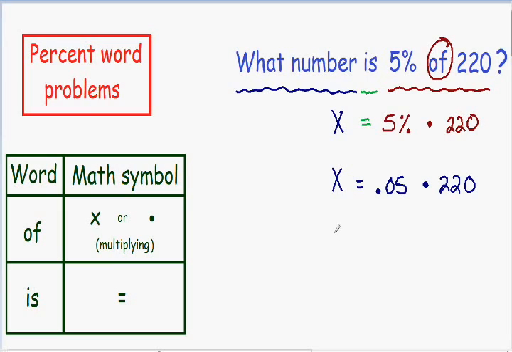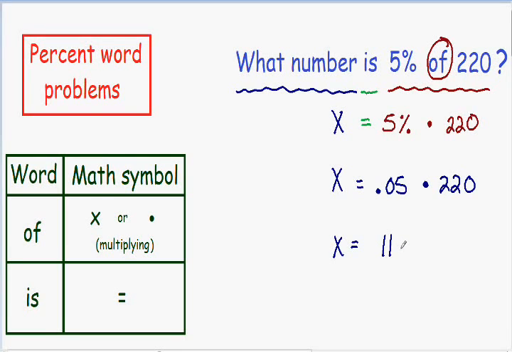So now in order to solve for x, the only thing we need to do is just multiply 0.05 times 220, which I'm going to do with the calculator. 0.05 times 220 is just 11. If you're not allowed to use a calculator, I do have a video on multiplying decimals by hand.